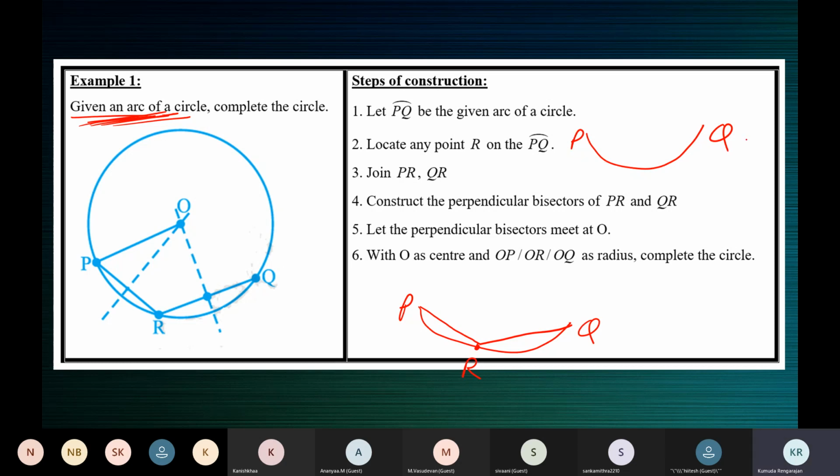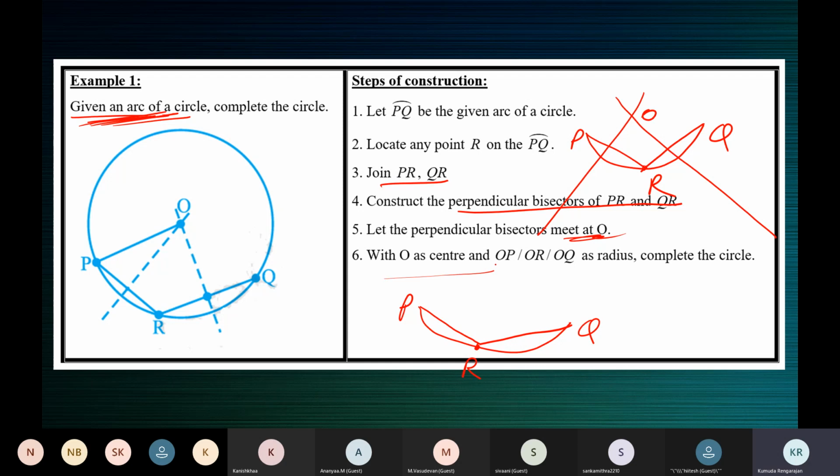Locate any point R on the arc PQ. Join PR, QR. So we got two chords. Construct the perpendicular bisectors of PR and QR. Let the perpendicular bisectors meet at O.